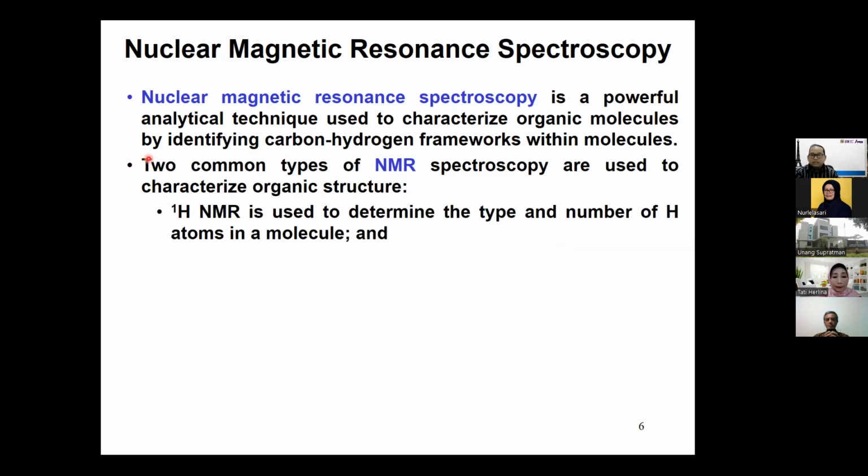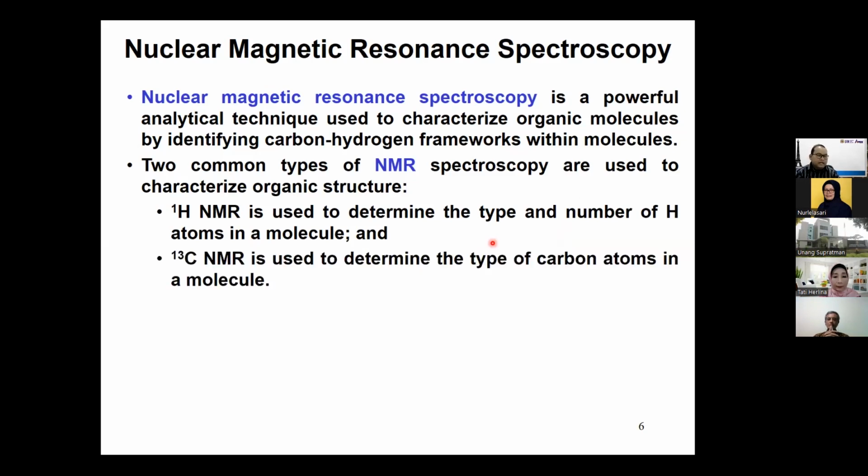The first one is proton NMR. It determines the types and number of proton atoms in molecules. And carbon-13 is usually used to determine the types of carbons. And as students learn about this, I have been informed that this lecture is at the S2 or master level. So the carbons have four types: sp3, sp2, sp, and also quaternary carbons.